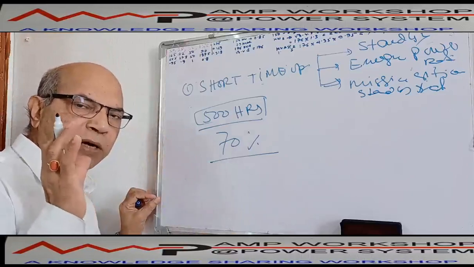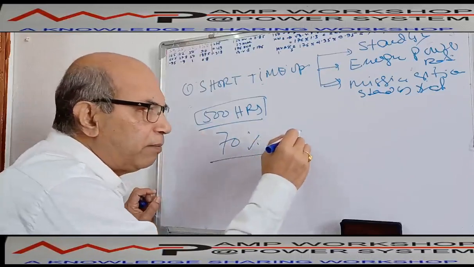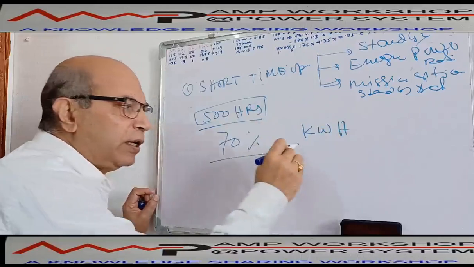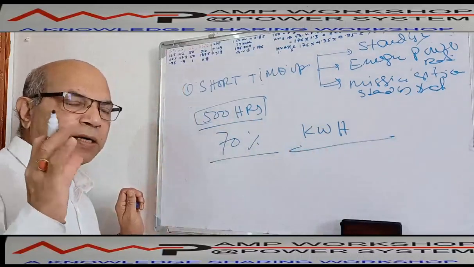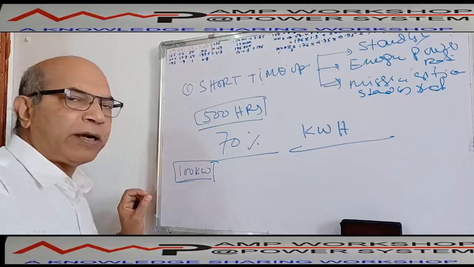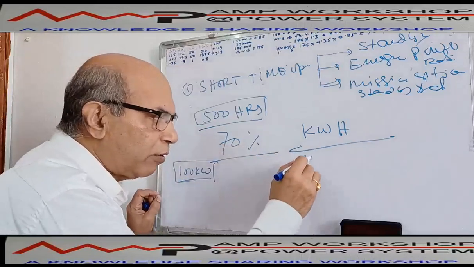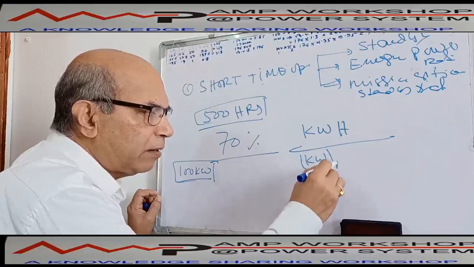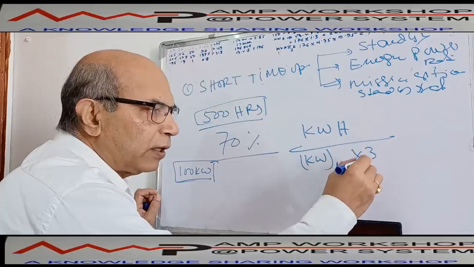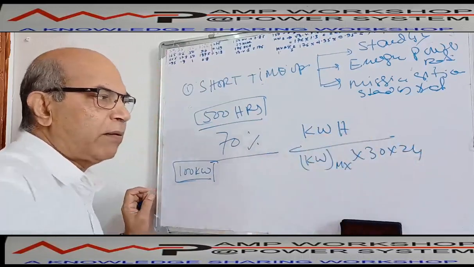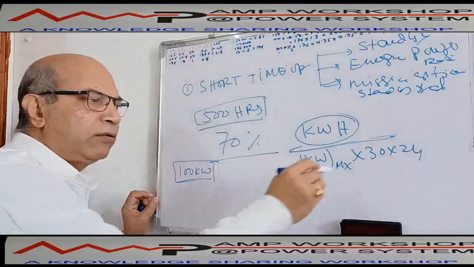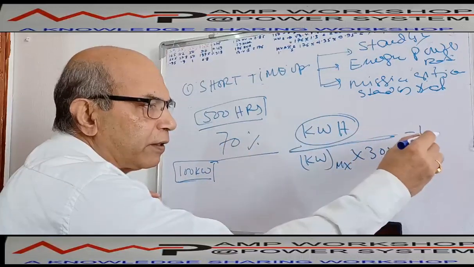Suppose over a month, what is the load factor of the machine? Over the month, we will calculate how much kilowatt hour energy is produced by the machine, divided by the machine maximum demand, that is maximum kilowatt. Suppose a machine is a 100 kilowatt machine, that is the nameplate, that means the maximum power it can give is 100 kilowatt. So that maximum kilowatt or nameplate rating, multiplied by 30 days into 24 hours, these are the number of hours. So the total kilowatt hour produced by the machine divided by machine maximum kilowatt into 30 into 24 will be the load factor of the machine.